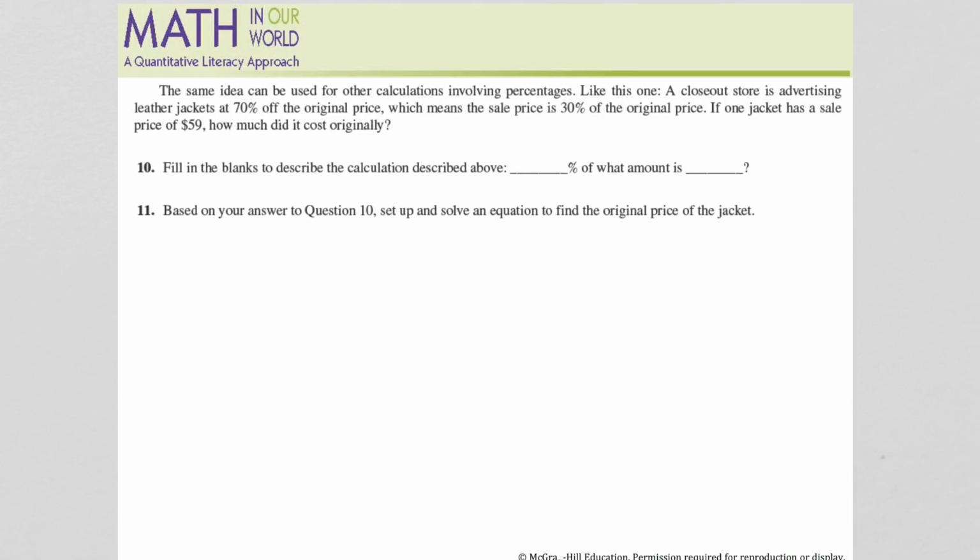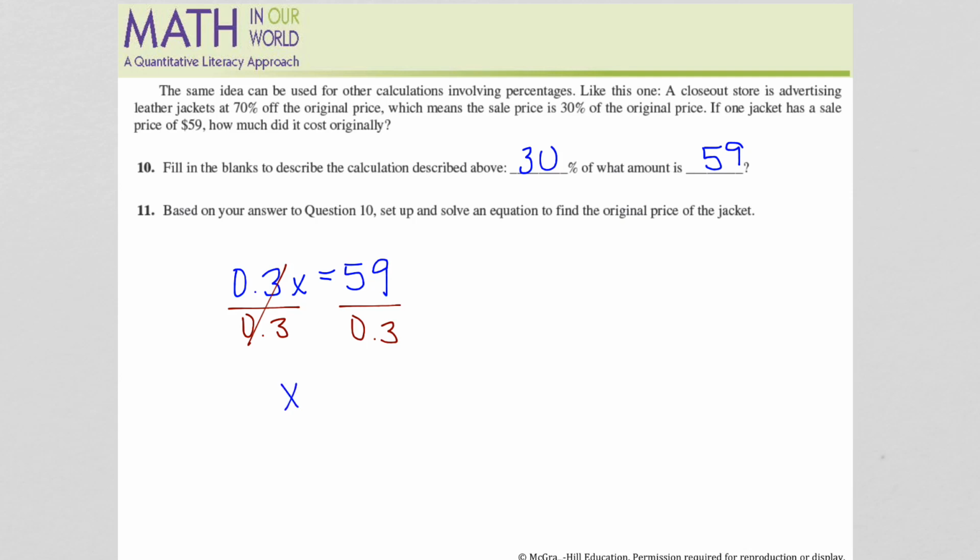So we want 30% of what amount is $59. So 30%, or 0.3, of what amount? Well, we don't know what, so we're going to call it X, is 59. To solve this, divide both sides by 0.3. Yes, you still have to be able to solve for X in this class. And we get $196.67 was the original cost for the jacket.